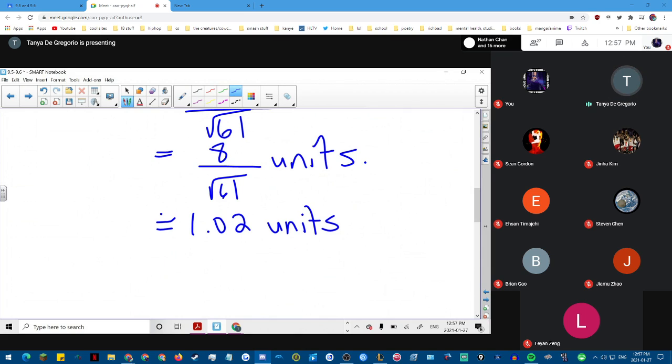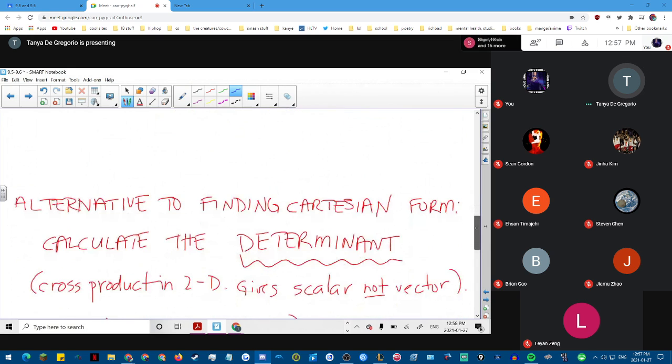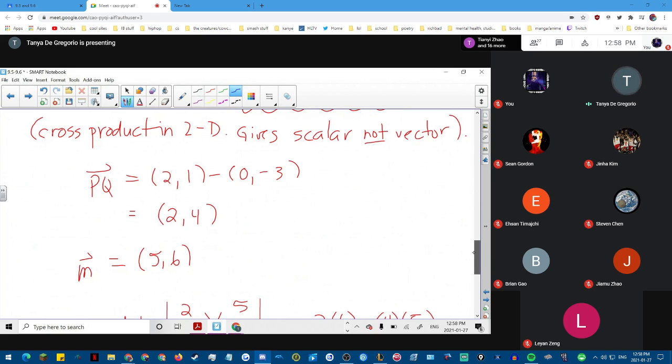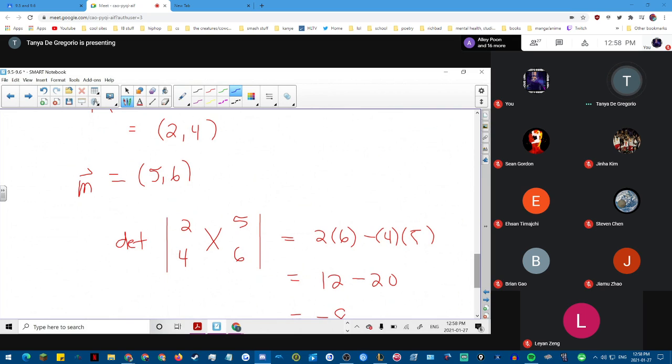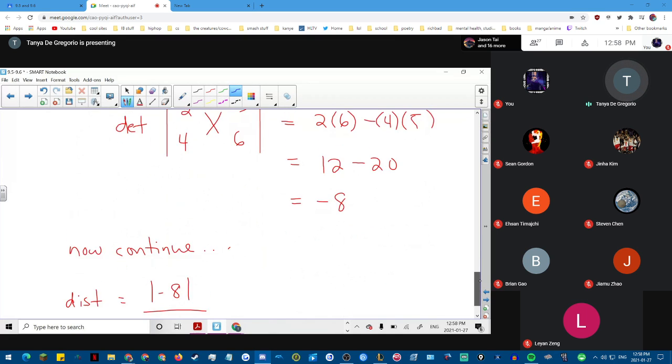Okay. Now, I'm going to show you an alternate to finding Cartesian form, okay? You guys have never learned this before, but for those of you that will be taking linear algebra in first year, you will learn it, and it's called the determinant. And what it is, is the cross product in 2D, okay? So, if you have PQ, 2, 1 minus 0, -3, those were the 2 points that we had from above. So, subtract them to get your PQ, you get 2, 4. Our direction vector is 5, 6. And here, notice, I've taken 2, 4 and written it vertically right there. And then 5, 6, and I write it vertically here. And then you do your cross product. So 2 times 6 minus 4 times 5, and it gives us -8.